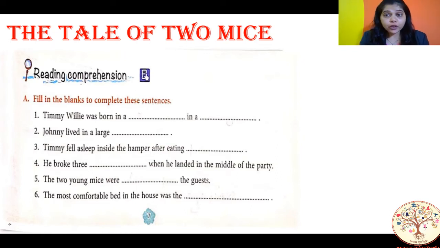Today I, Hina Chope, your English teacher, and today we are going to do what? The exercises of lesson one. What was the name of lesson number one? That is The Tale of Two Mice. I have told you the story of two mice, Johnny Mouse and Timmy Willie. Now we have done the reading part, we have done the explanation part, I have given you the introduction also. Now today we are going to do the exercises. Okay, so shall we start?